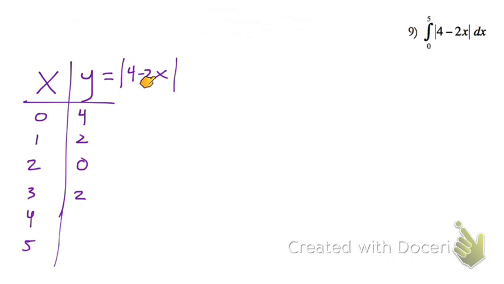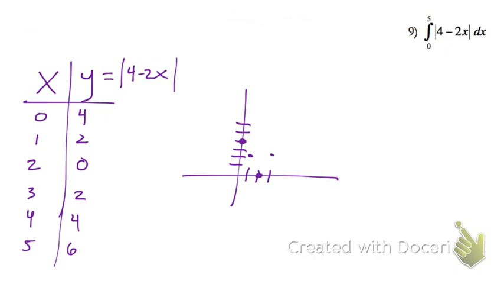If I plug in 4, that's 4 minus 8, which is negative 4. Absolute value turns it into a positive 4. If I plug in 5, that's 4 minus 10, which is negative 6. Absolute value turns it into a positive 6. If I plot these points, (0, 4), (1, 2), (2, 0), (3, 2), (4, 4), and (5, 6), it looks like this. So by doing that, now I'm able to calculate the area under the curve using geometric shapes.